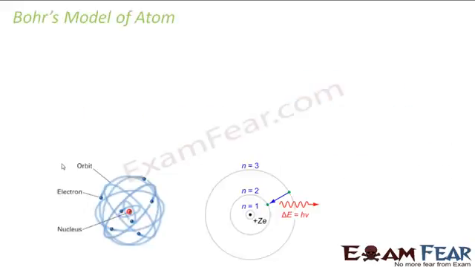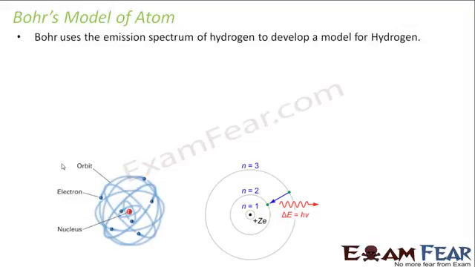Now let us come back to Bohr's model of atom. Let us see what Bohr did to incorporate the limitations which were there in Rutherford's model of atom. Bohr's model used the emission spectrum of hydrogen to develop a model for hydrogen. So Bohr's model of atom basically focused on the hydrogen atom. This again became a drawback for Bohr's model, but for hydrogen Bohr could explain everything to a very large extent. Right?